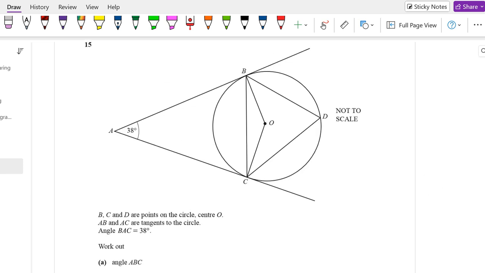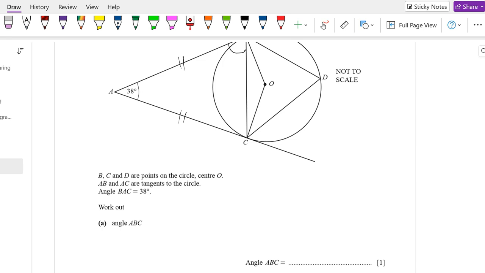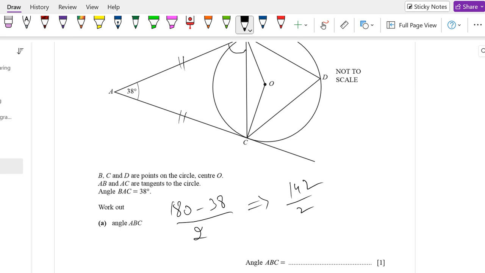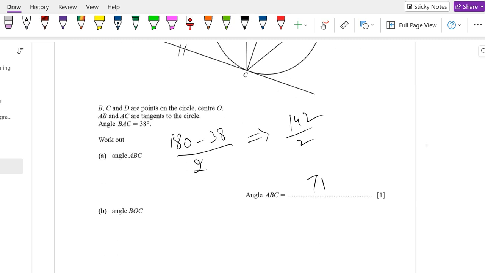ABC, this would be the angle ABC. We know from circle properties the both tangents are always equal from the same point. So it is an isosceles triangle. So 180 minus 38 over 2. It should be 142 over 2, 71 would be the answer.